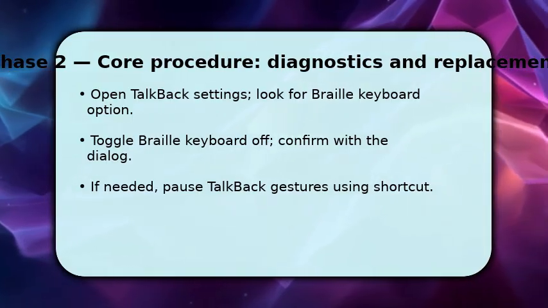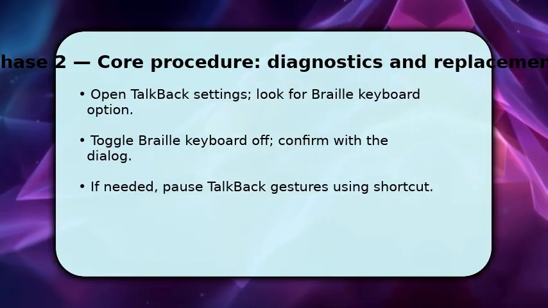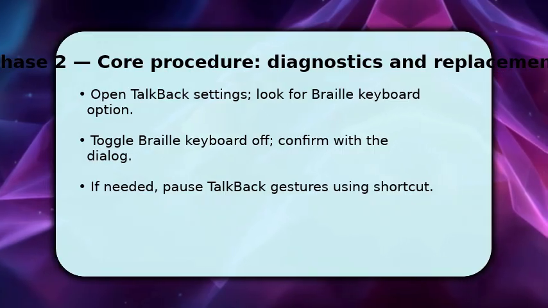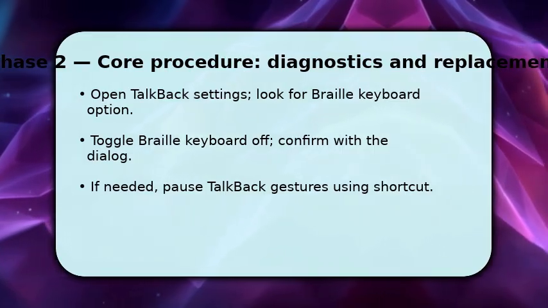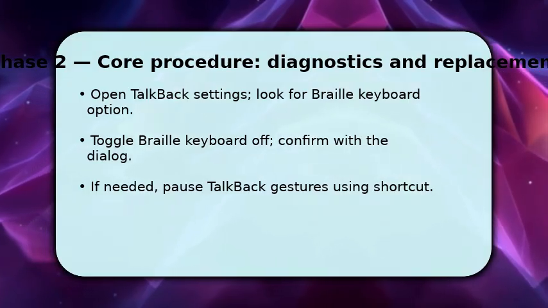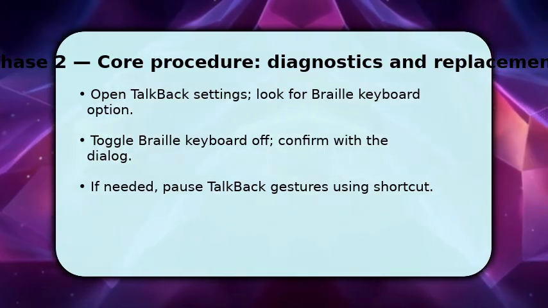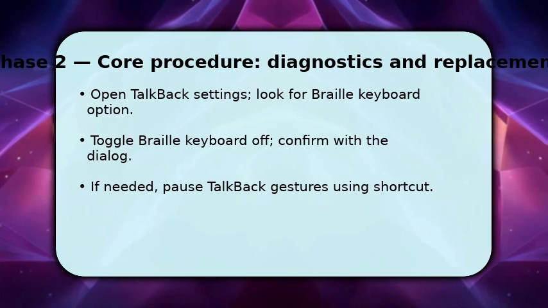Once located, toggle the Braille Keyboard off and confirm the dialog. This removes the on-screen Braille input. If gestures are awkward, use the TalkBack shortcut, usually volume keys held, to suspend TalkBack temporarily, making the toggle and confirmation easier to perform. Finish by disabling TalkBack itself.